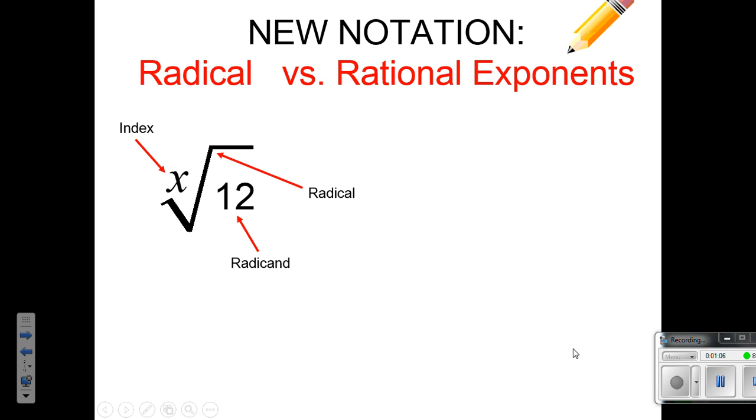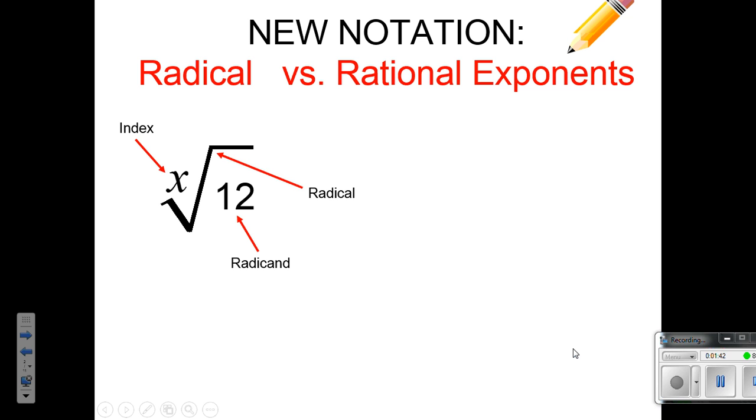The x is the index, and the index could be any number, like a 2 or a 3 or a 4 or 5. We don't usually put the 2 there when we're talking about square roots, so make sure that you know that if you don't see a number there, that means you're talking about a square root. And then any other number that you put in there will tell you what kind of root it is. So if there's a 3 there, that'd be a cube root. So the index is like the root. What root are we talking about? So that's what a radical is.